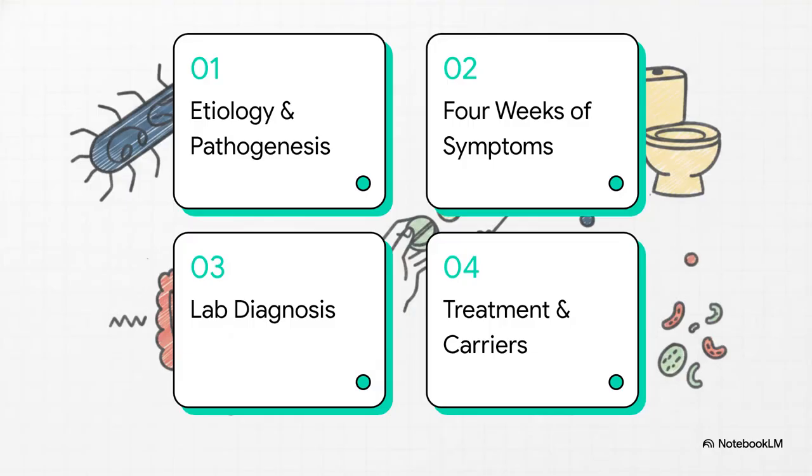Okay, let's dive right into this. Here's our roadmap for today. First, we'll look at etiology and pathogenesis. Second, the 4 weeks of symptoms. Third, investigations and lab diagnosis. And finally, treatment and carrier management.